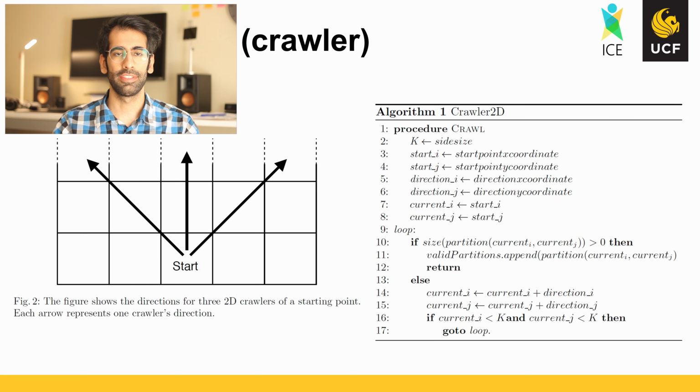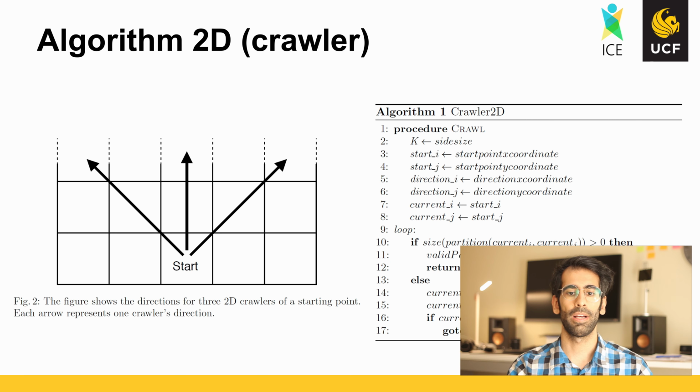I mentioned crawlers in the last slide, so what are crawlers? A crawler is a small piece of code that crawls over the partitions grid to find valid partitions. Each crawler has a starting point and a direction, and it starts from the starting point and crawls toward that direction. It will crawl until it finds a partition that is non-empty. Then it will mark that partition as a valid partition and halt its operation.